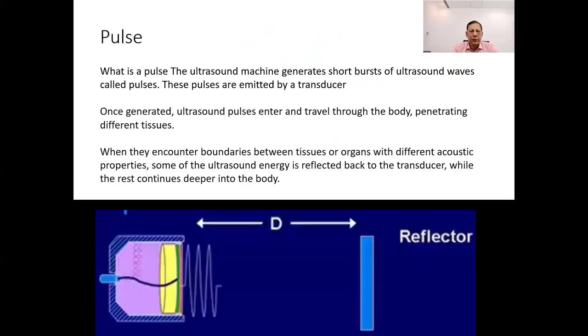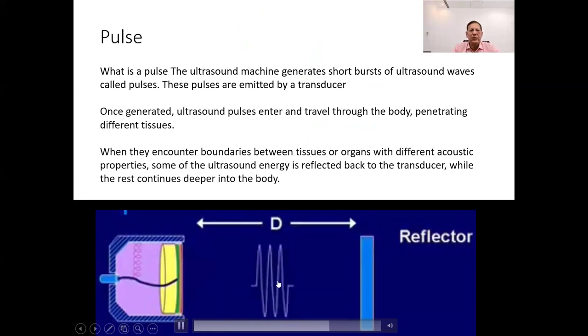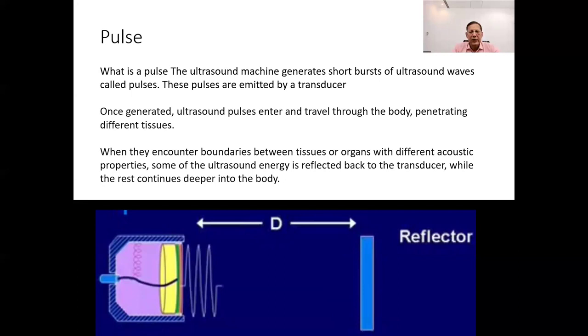A pulse refers to a short burst or packet of ultrasound waves emitted by the ultrasound machine's transducer. The ultrasound machine generates these pulses and sends them out through the transducer into the body. Within the body, they interact with various tissues and organs when they encounter boundaries between tissues or organs with different acoustic properties, such as different density or stiffness. Some of the ultrasound energy is reflected back to the transducer to create an ultrasound image, and some is transmitted into the next medium.